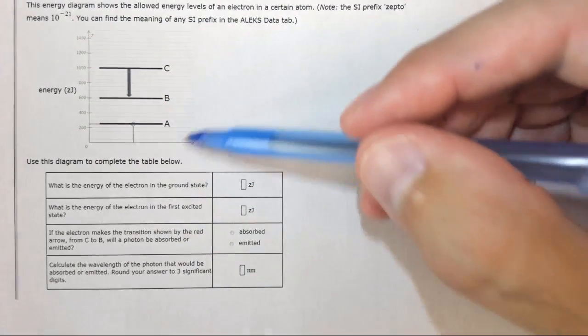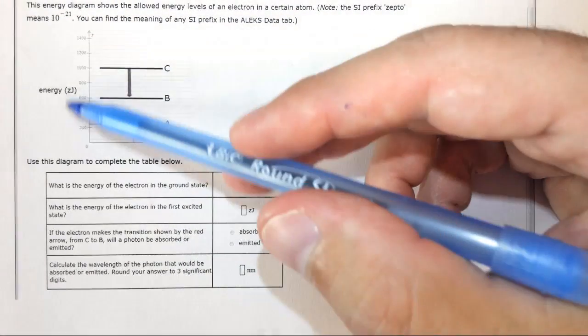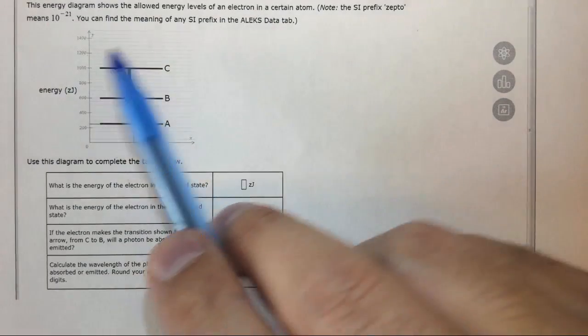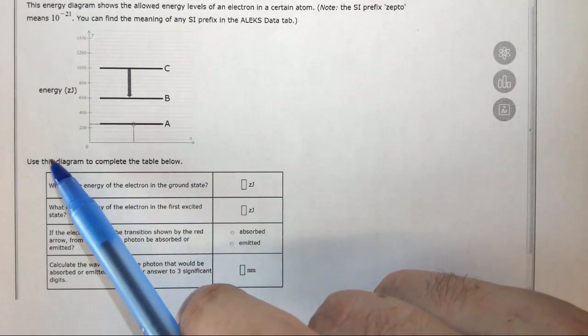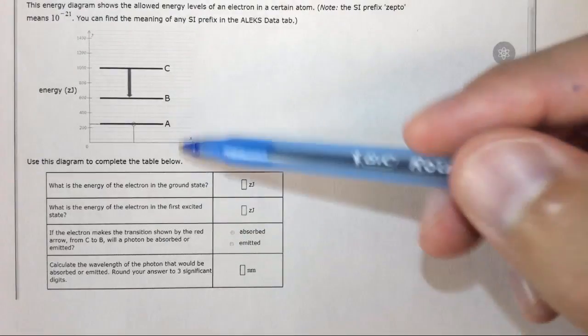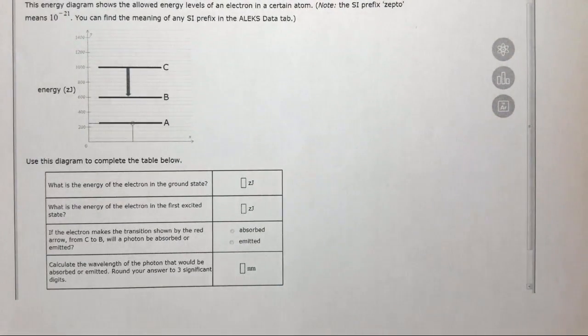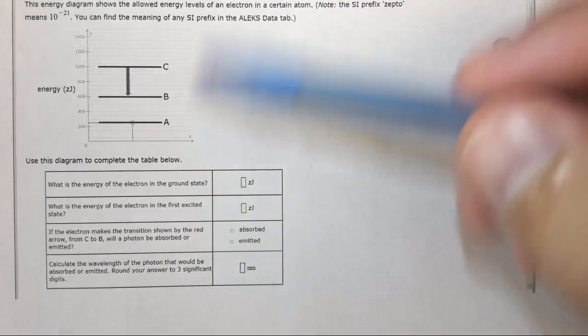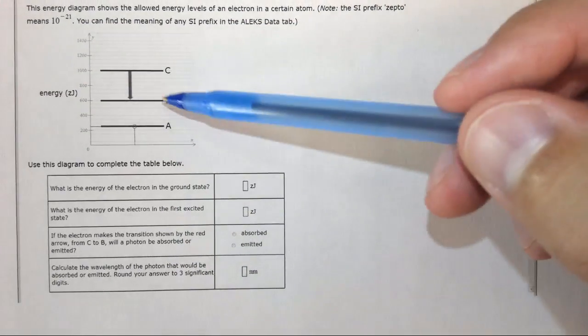In this question, we're given the model of an atom, and the energy is in zeptojoules, which is 10 to the minus 21 joules. And we're asked some questions about electrons on this model. So what's important to note is this is actually where light is coming from.